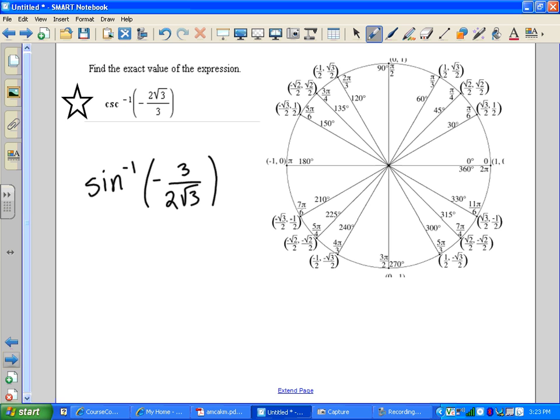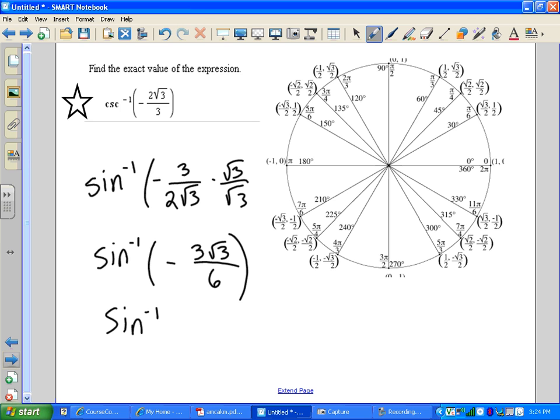So if we rationalize this, this will give me the inverse sine of negative, and on the top I'm going to have 3 square root of 3. On the bottom, square root of 3 times square root of 3 is 3, and times 2 would be 6. Now I can reduce that. So now this would be the inverse sine of negative square root of 3 over 2. And so we're looking for where the sine is negative square root of 3 over 2.